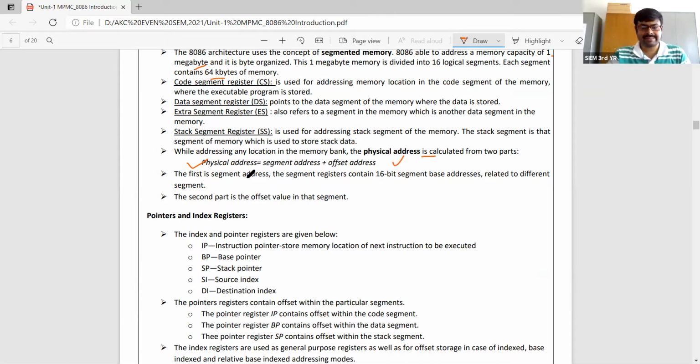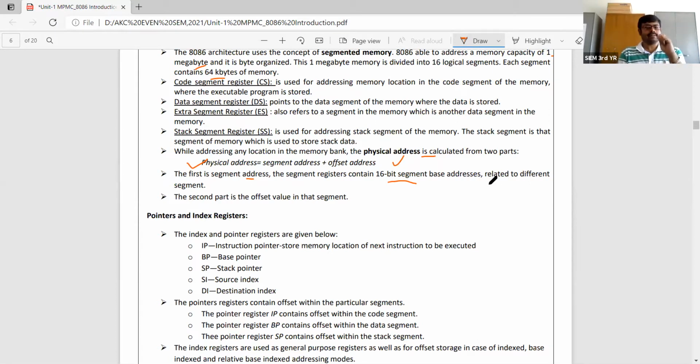The first is the segment address. The segment register contains a 16-bit segment base address related to the different segments. So in the base addressing scheme of the segment register, we get a 16-bit segment address related to the different segments. Different associated segments are there, but the base segment address is 16-bit. Point number 2, the second part is the offset value in the segment. That will depend upon the requirement. The offset value will be there in that segment.